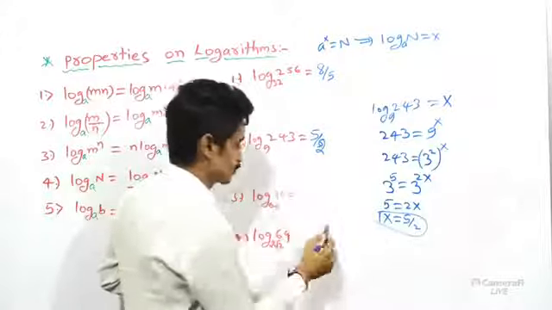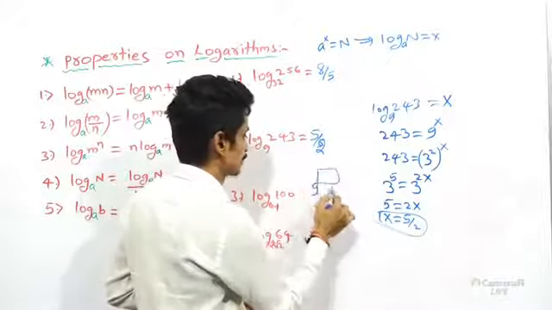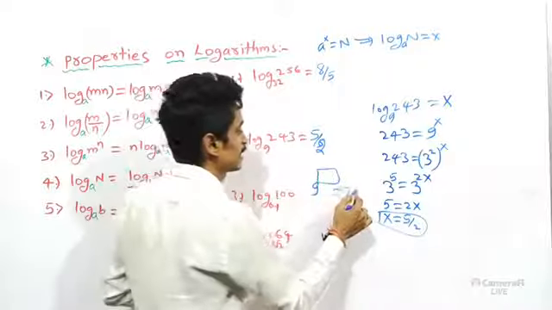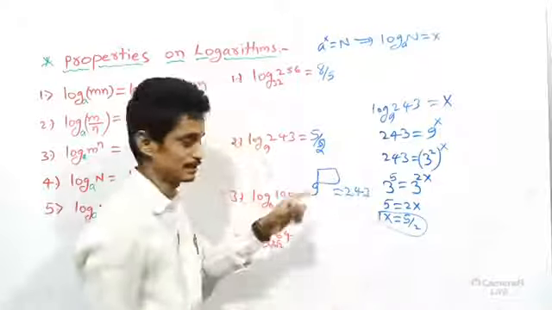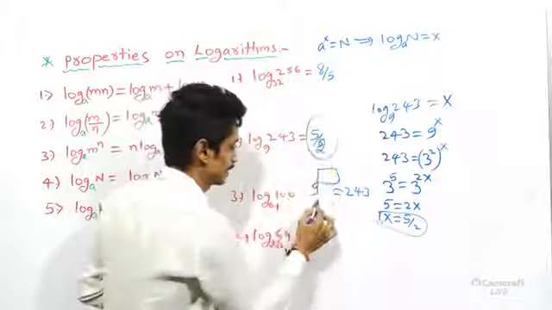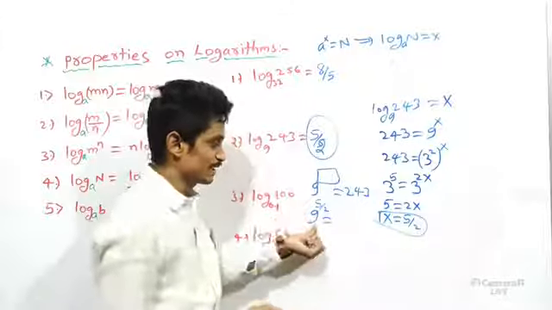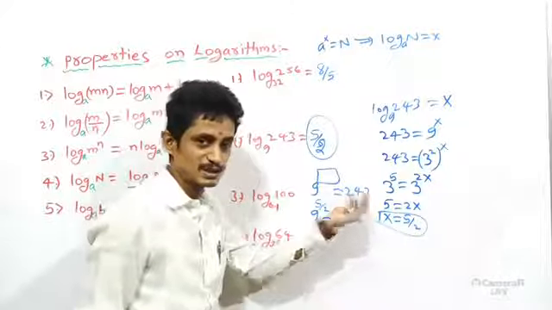Now the question is: 9 power what? Power of 9 gives the answer 243. That is what I am introducing. So 9 power, I am assuming 5 by 2 is my correct answer. If you simplify this, we should get 243.